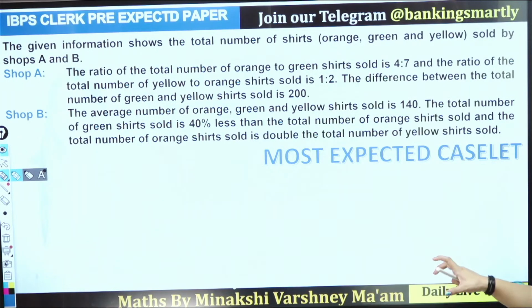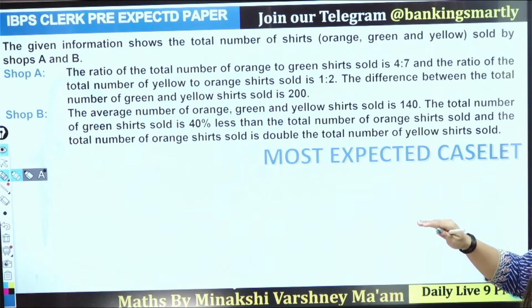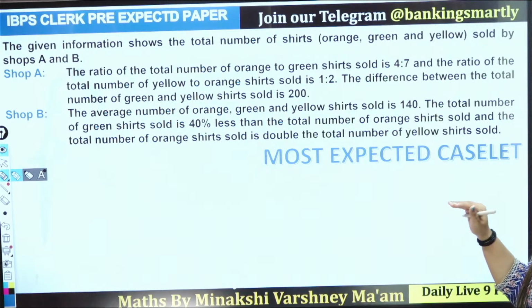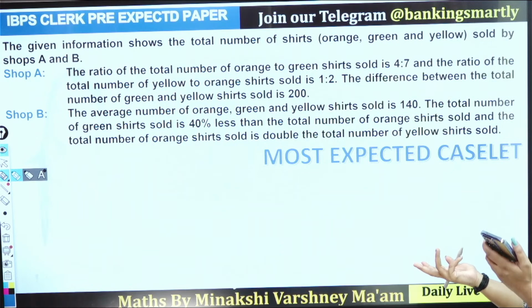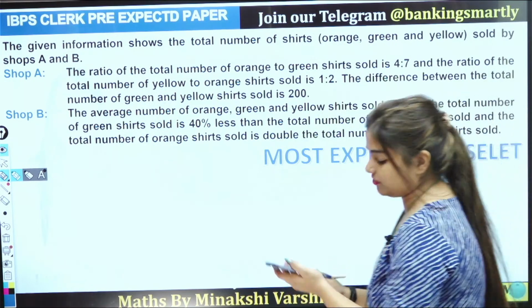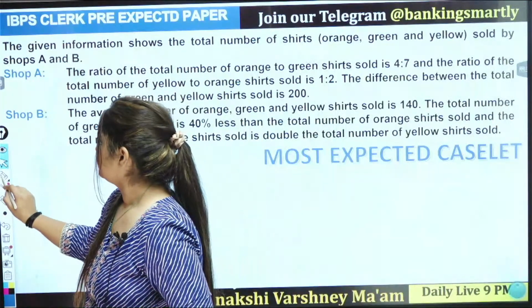How much time is required for this caselet, guys? Only within 2 minutes you can do this caselet because there is nothing tricky. They are giving you simple language, like ratio and percentage. Very good, Geetam.